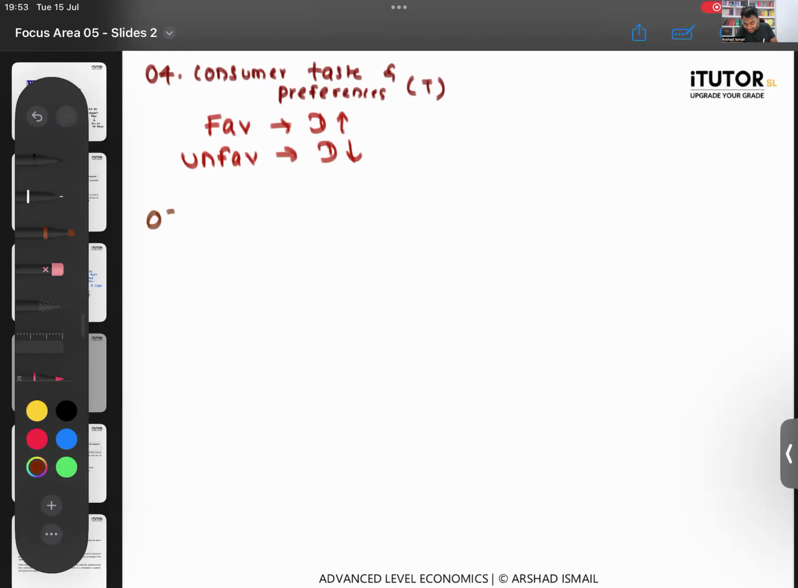Now, future expectations is a very interesting part. Okay? Future price expectations. So mainly we look at price expectations. Now understand this properly. What's the letter I have given? You can say expectations.